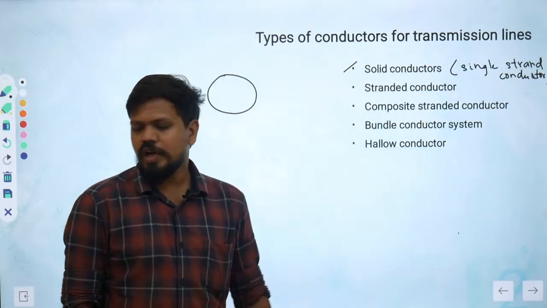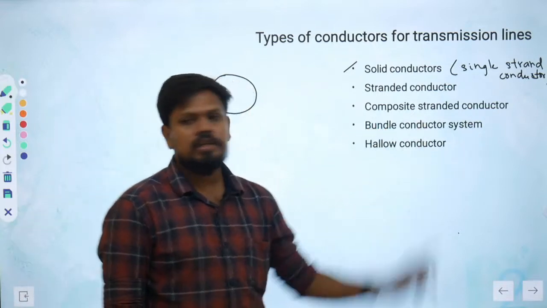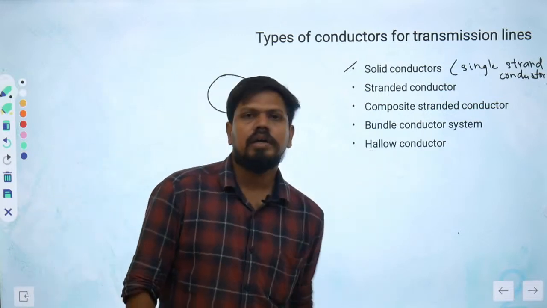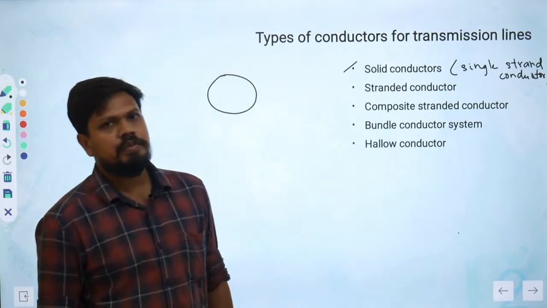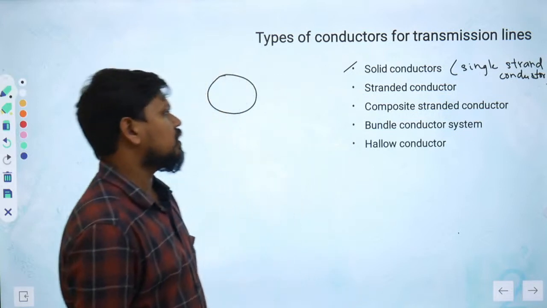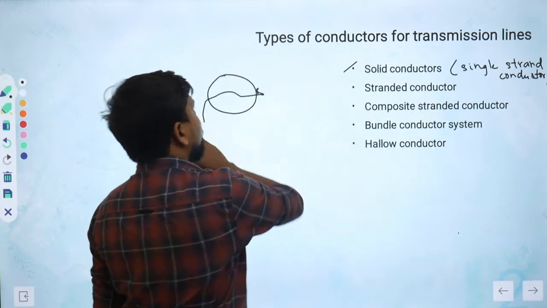Okay, and next we have the stranded conductor system. Next we have the composite stranded conductor, bundled conductor system, and similarly hollow conductors. So these are all the different types we have. One by one we will be understanding. So first one is the solid conductor system.